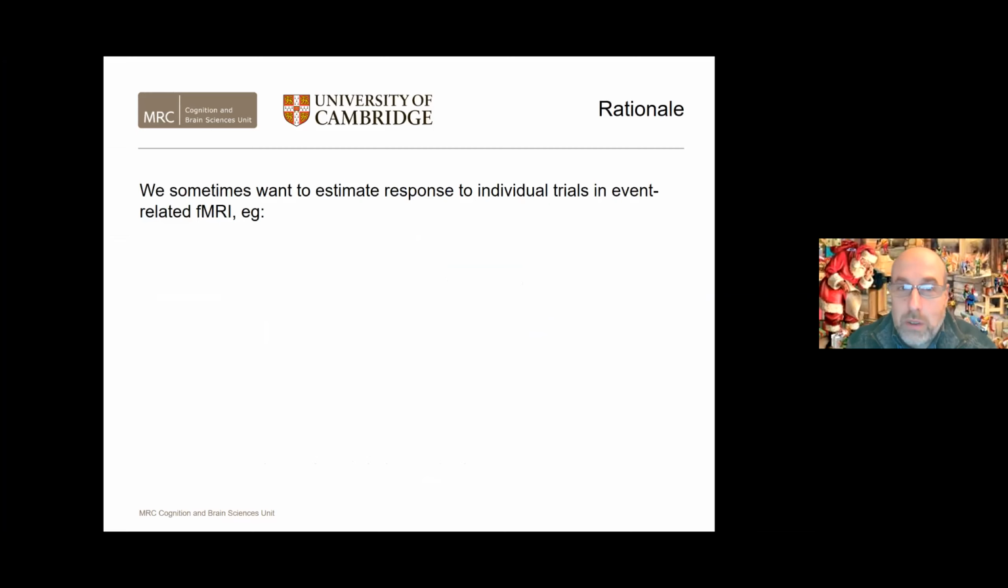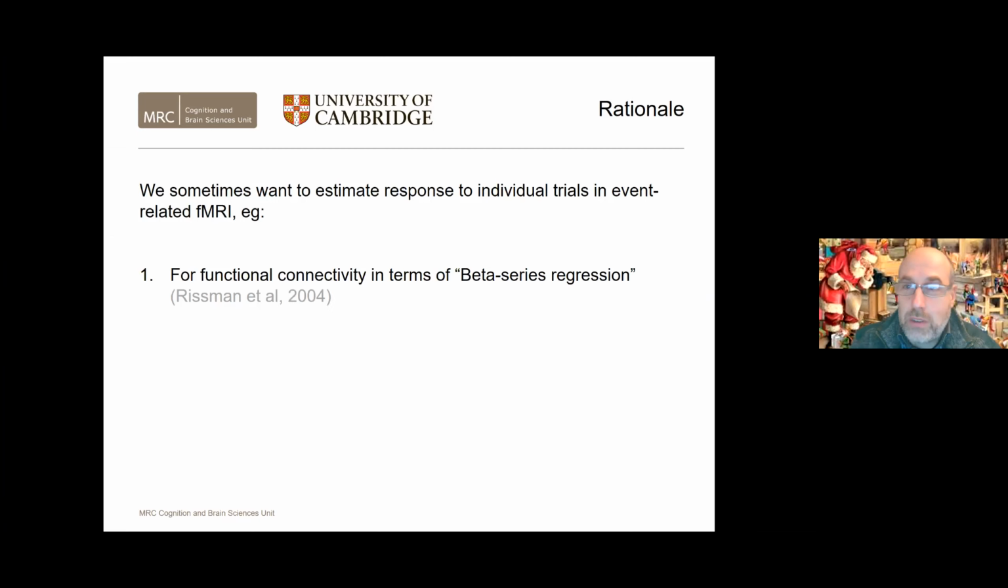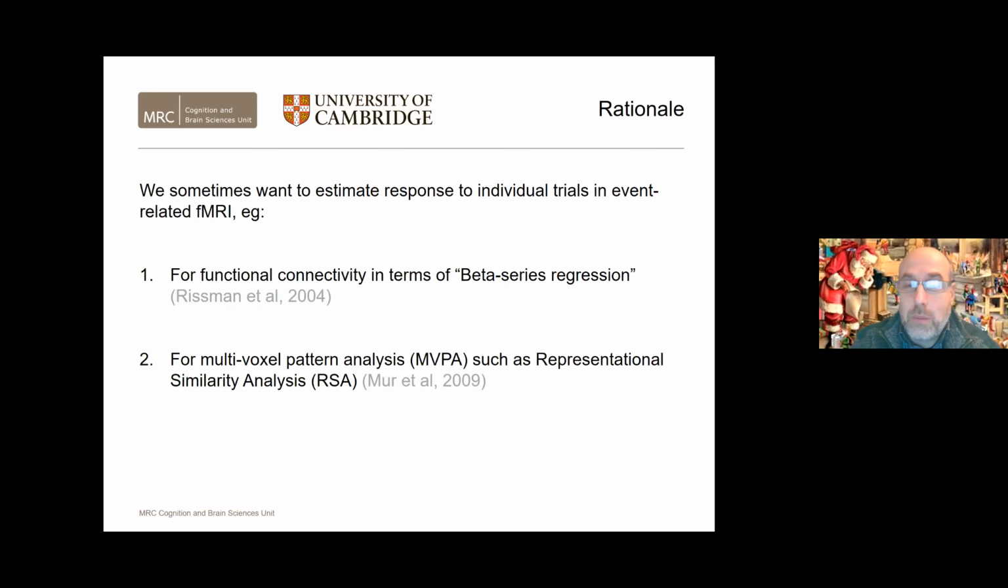So sometimes we want to estimate responses to individual trials in event-related fMRI. For example, if we want to use something like beta series regression, which is simply the correlation between trial-by-trial estimates across or between two ROIs. Or more commonly, we might want to look at patterns across voxels for individual stimuli presented on individual trials, as in MVPA or RSA.